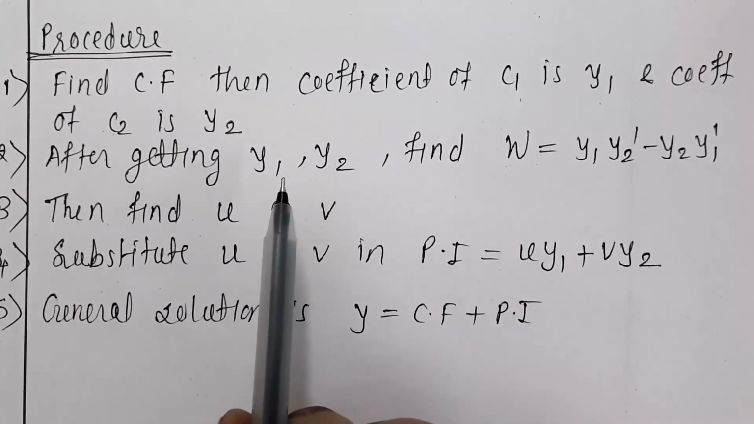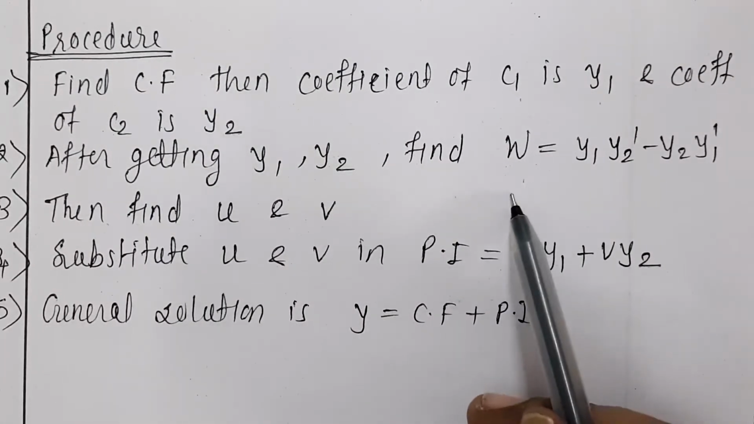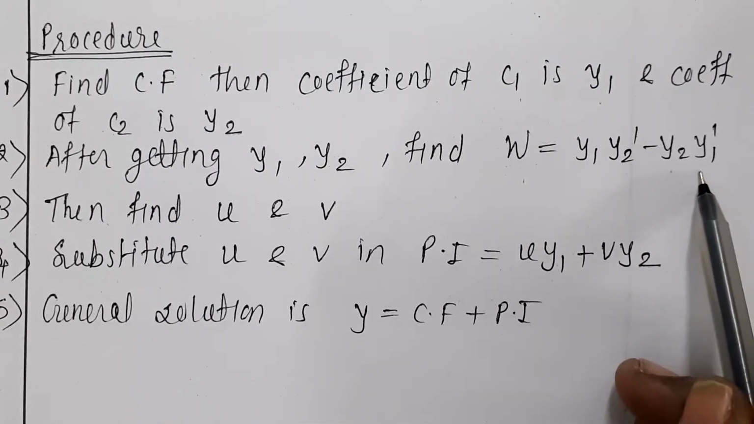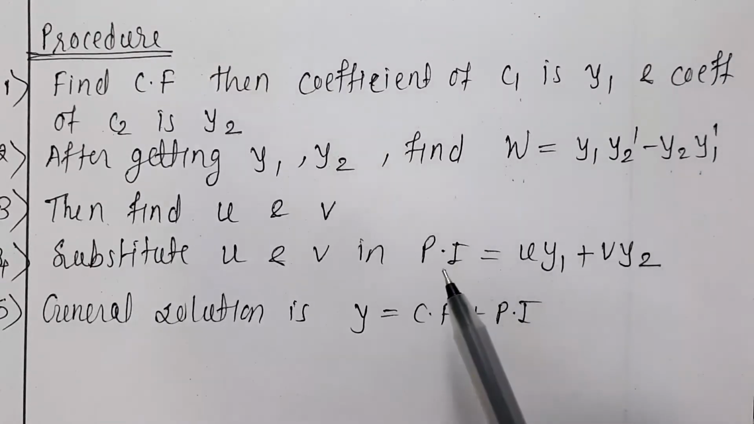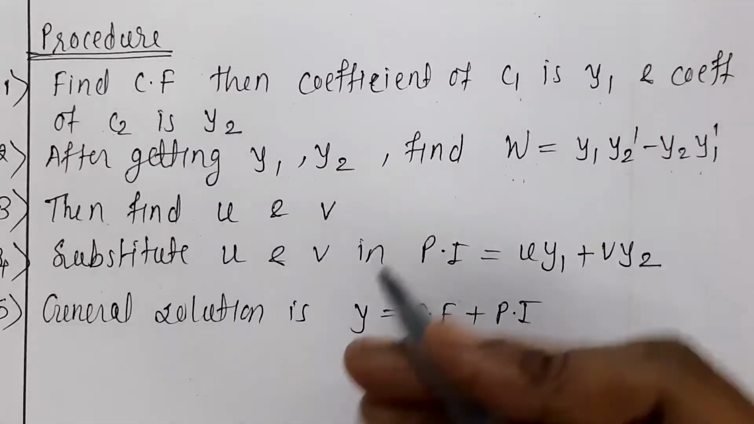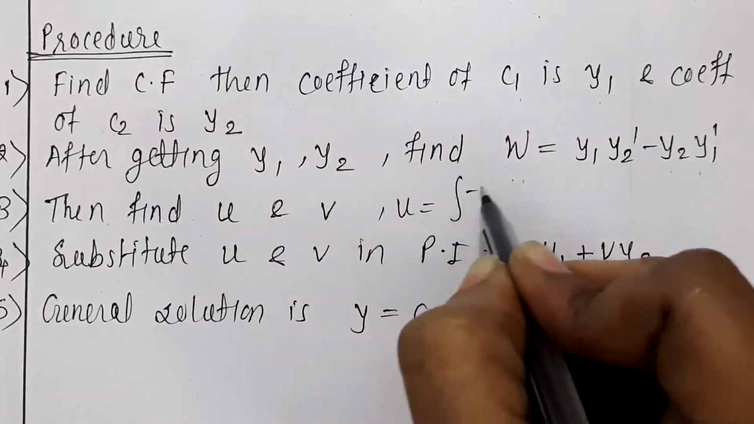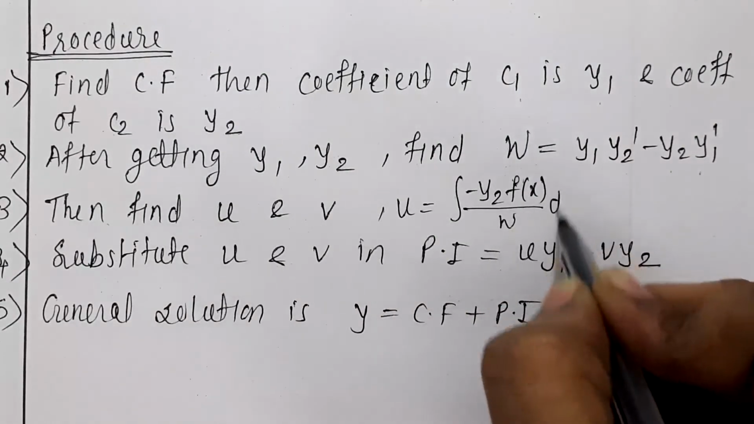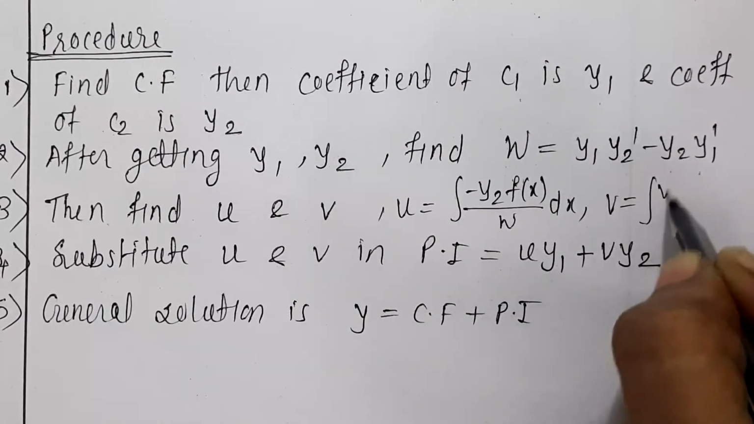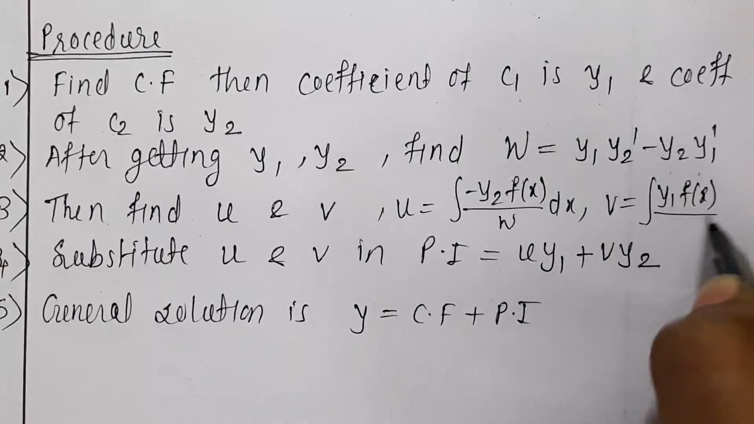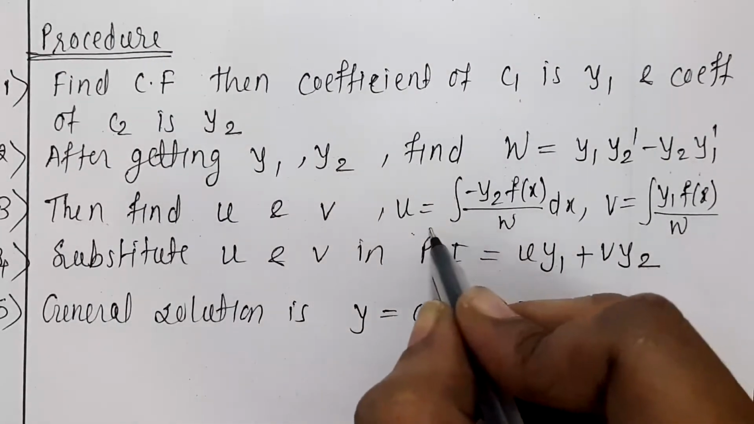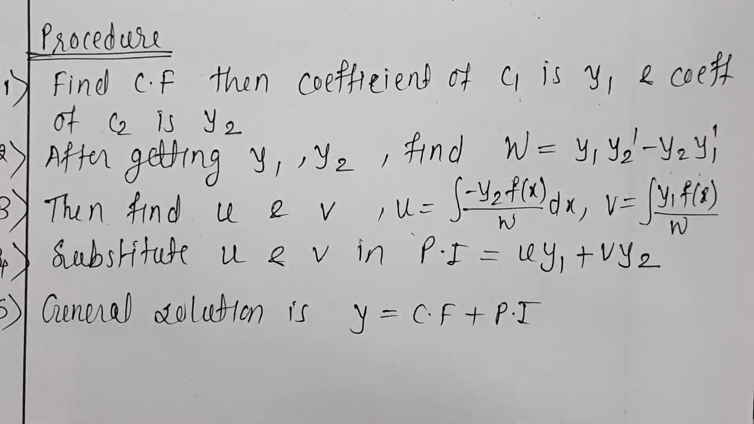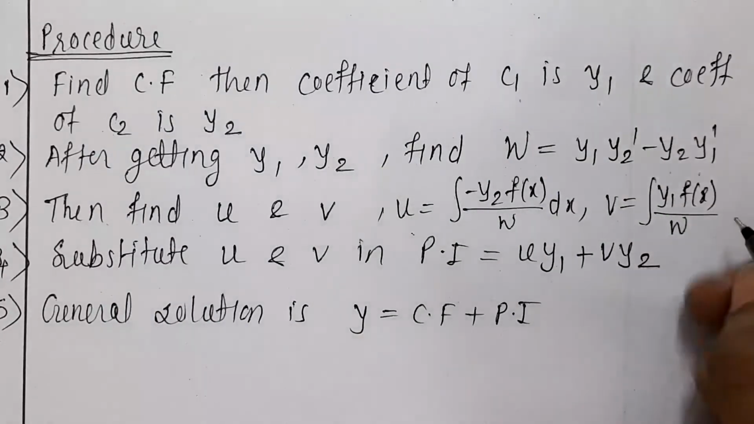After getting y1 and y2, find w. The formula for w is y1 y2 dash minus y2 y1 dash. Now if we get w, you can find u and v. The formula for u is integration of minus y2 f of x, where f of x is the right hand side function, divided by w into dx. And v is equal to integration of y1 into f of x. Remember, in u you have y2 and in v you have y1. Y2 is negative and y1 is positive, divided by w into dx.